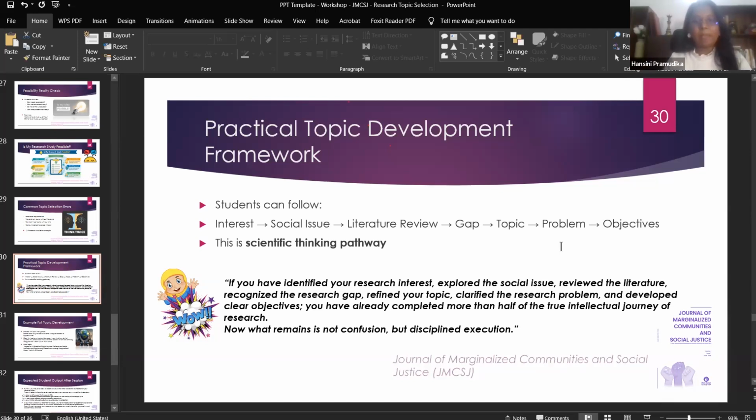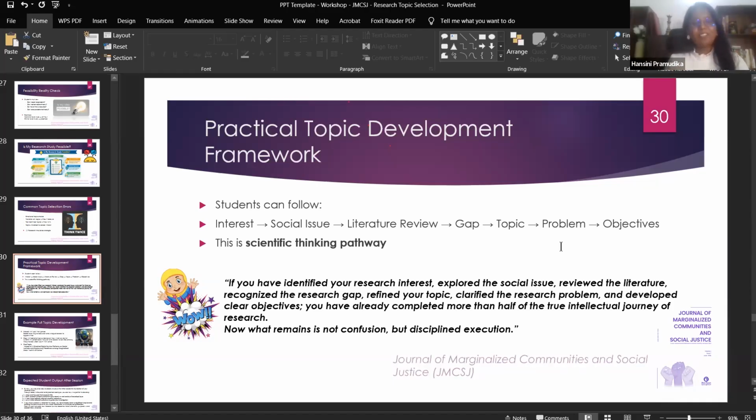And literature review, gap, topic, problem, and objectives, right? Scientific thinking pathway. Okay. And then if you have identified your research interest, explored the social issue, reviewed the literature, recognized the research gap, refined your topic, clarified the research problem, and developed clear objectives, you have already completed more than half of the true intellectual journey of research. That is amazing, right? Just experience that at least once in your lifetime.